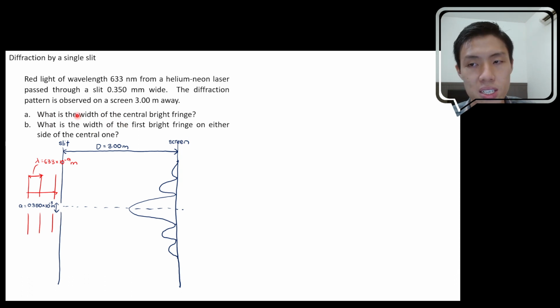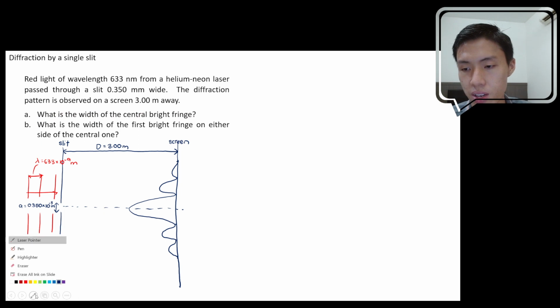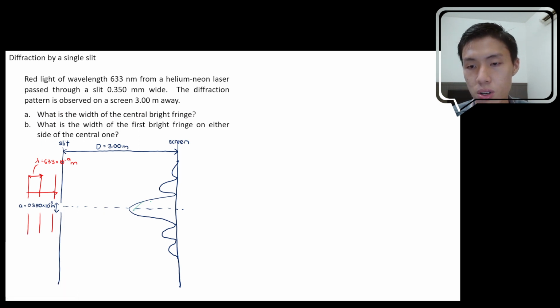So question A asks, what is the width of the central bright? The central bright will be this one, so we are looking for its width, which can be easily determined if you find here and here, and this will be the width of the central.